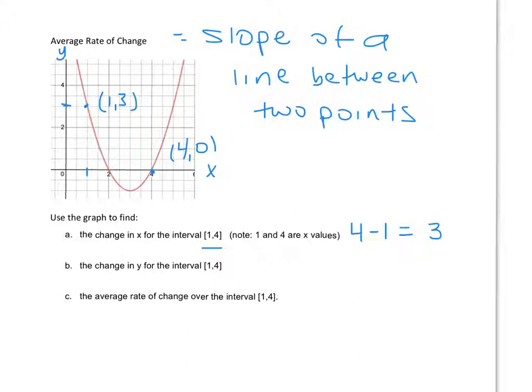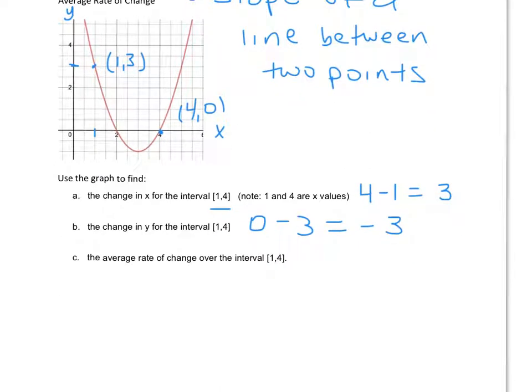Okay, so we want the change in y on that interval. Well, we always go in the same order that we did for x. So we took the larger minus the smaller for x's. So we are going to take the y value that goes with 4, which is 0, and subtract the y value that goes with 1, which is 3. So we get negative 3.